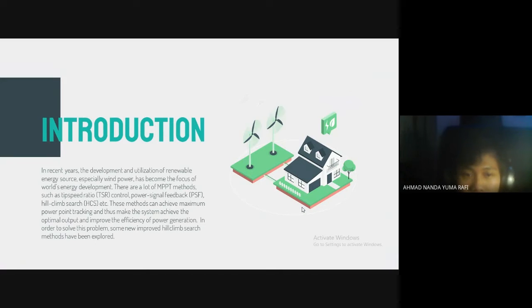HCS, and etc. These methods can achieve maximum power point tracking and thus make the system achieve the optimal output and improve the efficiency of power generation. In order to solve this problem, some new improved hill climb search methods have been explored. In this paper, the author wants to explore the new hill climb search.